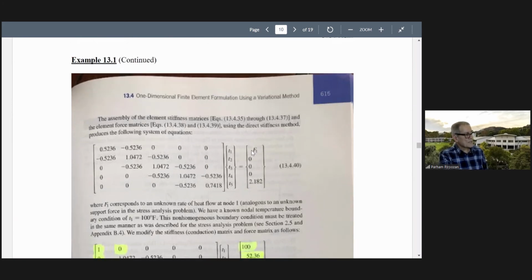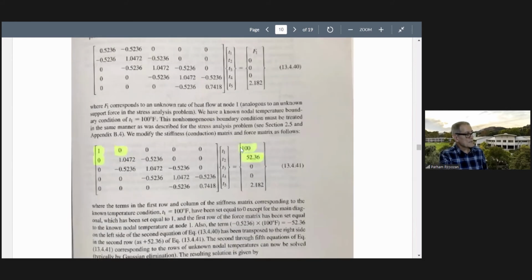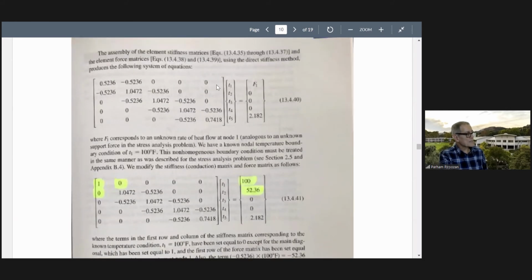The only thing here, node 1, temperature, we know temperature is 100. So we have to correct this equation 1 such that it gives T1 is 100. To do this one, you just multiply. I have highlighted this one. Make this one 0 and change this one to 1. That would be 100 here. So if you multiply this row by this column, you get 100.